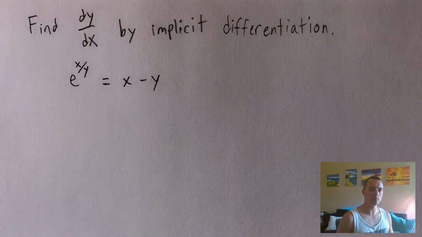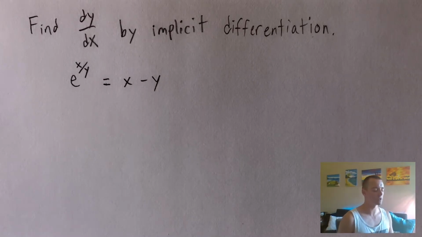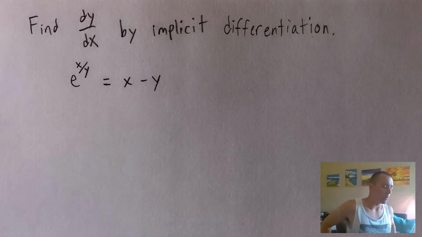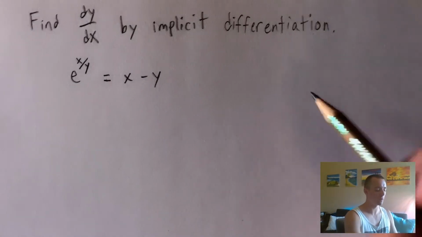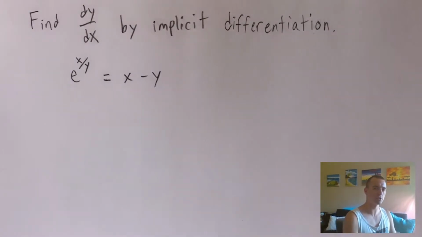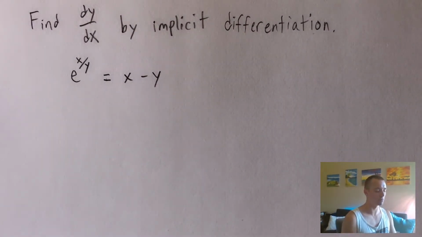So here's the problem we're going to be going over today. We're going to find dy/dx by implicit differentiation, and we are given the equation e to the x over y equals x minus y. So like I've been doing with a lot of my other implicit differentiation videos lately, we always want to start these out by first figuring out which of these letters is going to be our function and which of these letters is going to be our variable.